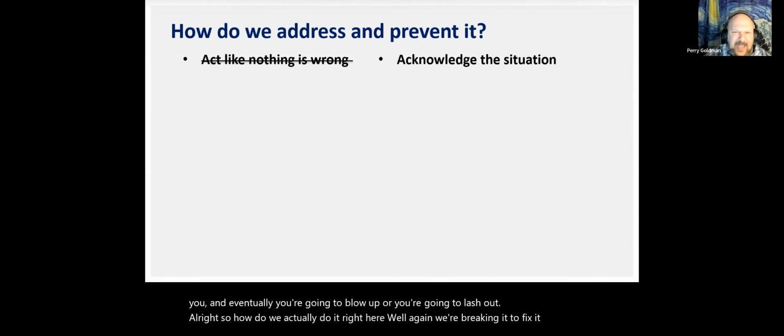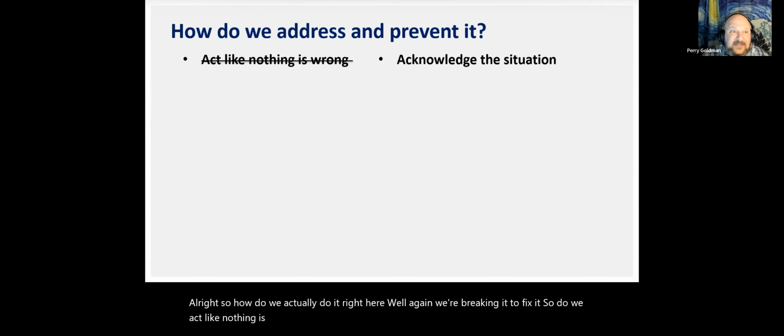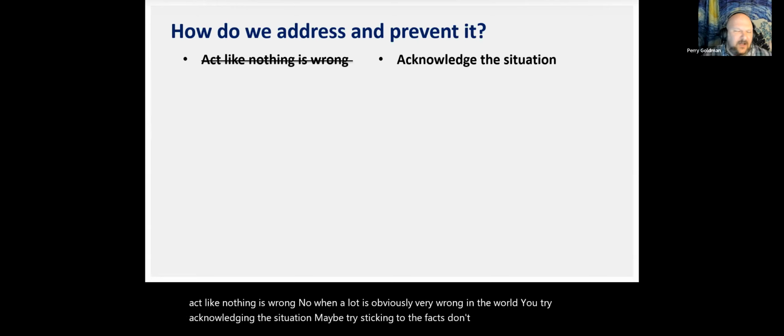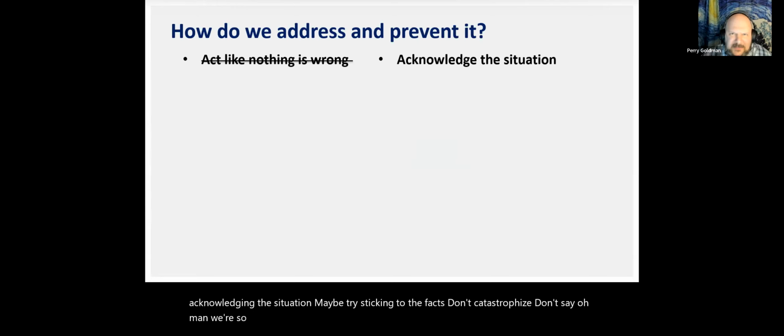So do we act like nothing's wrong? No. When a lot is obviously very wrong in the world, you try acknowledging the situation. Maybe try sticking to the facts. Don't catastrophize. Don't say, oh man, we're so screwed. Just stick to the facts. Rattle off the facts. Separate them from your opinions on it. Separate them from your feelings on it until you can get a handle on it.